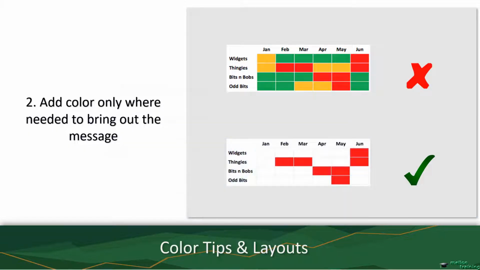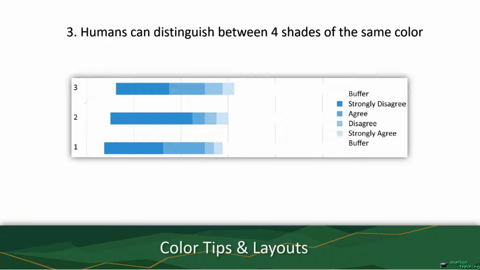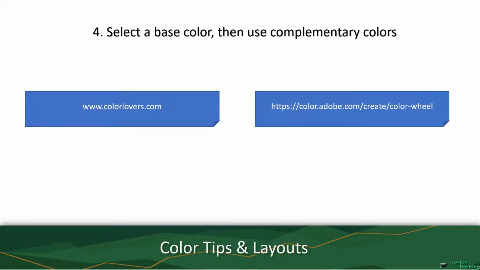Humans can distinguish between 4 shades of the same color. One of the things I learned from Effective Data Visualizations, The Right Chart for the Right Data by Stephanie Evergreen, is that humans can quite easily distinguish between 4 shades of the same color. This comes down to your definition of color, but it means that in many scenarios we can only use a single color in just different shades. Select a base color and then use complementary colors.